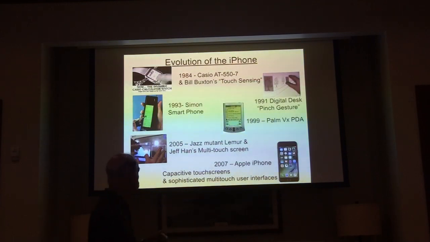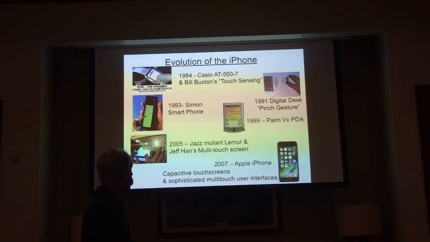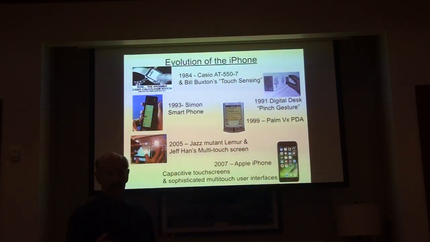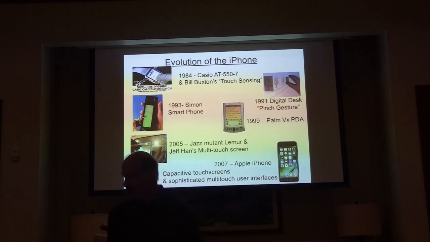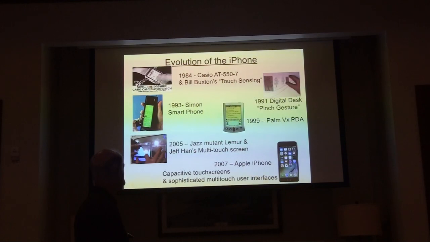Actually, in France, they came out with the Lemur in 2005 as a touchscreen type of device, and Jeff Hahn at NYU in Manhattan was studying multi-touch screens. So what Steve Jobs did is he put it all together in a very usable device, the iPhone, and it utilized the capacitive touchscreens and the sophisticated multi-touch user interfaces.